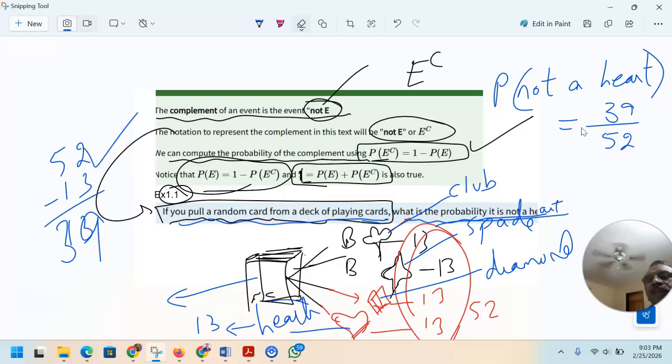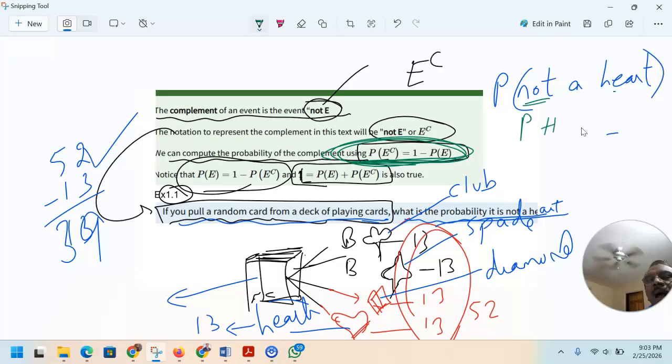Use the other rule, called the complement rule. That means I'm going to use exactly this piece. So this "not" basically means not a heart. I can say this is the probability, let's say heart, and H means the card is a heart, right? The card is a heart.